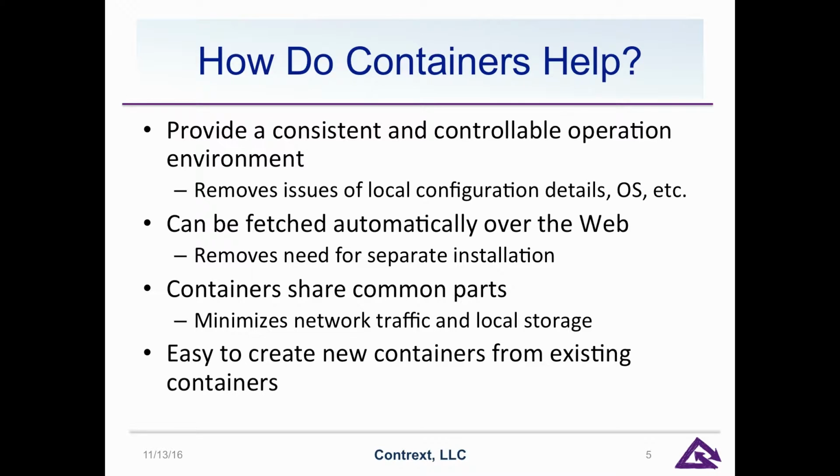Another interesting thing is that containers share common parts. Containers are built on this idea of layered file systems. And so if two containers have the same layer in their layers of file systems, that layer actually only exists once in your local environment. Right, so it allows you to share common parts, and that minimizes both network traffic and local storage. For example, if I fetch a container and then I want to fetch another one that's built on the same basic parts, the Docker system only fetches the layers that are different. It doesn't refetch the entire thing.